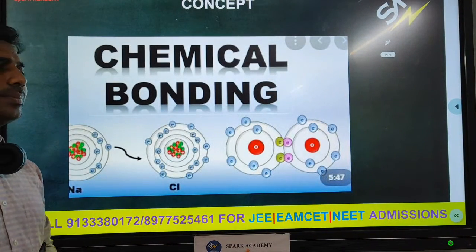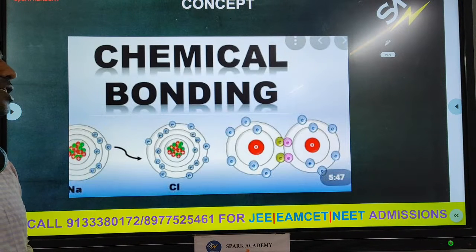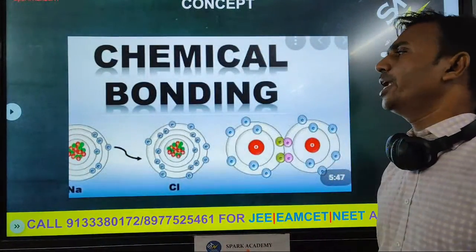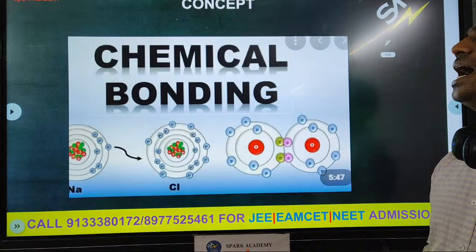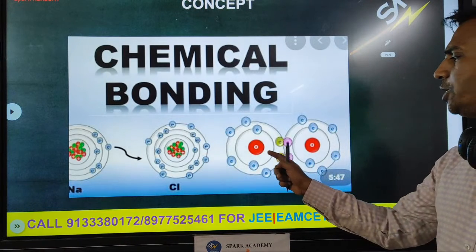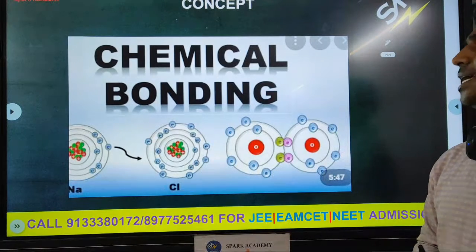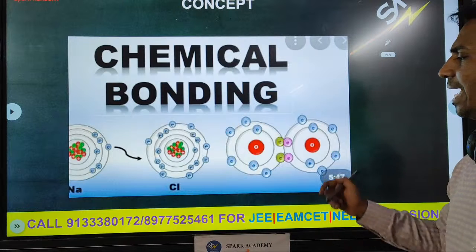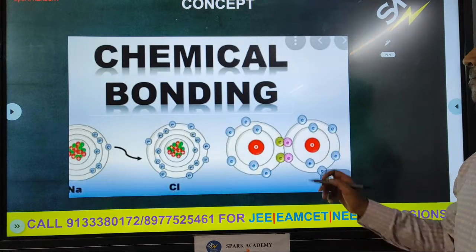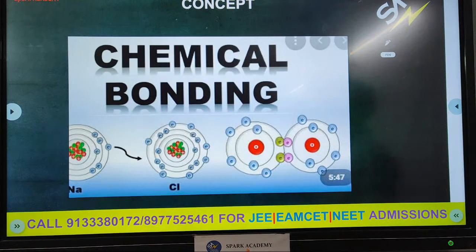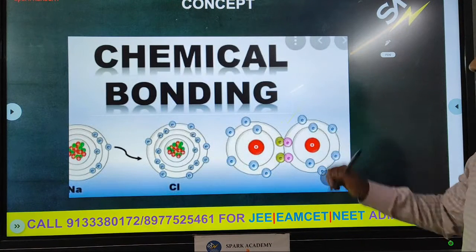Now, what is our topic's main lesson? Chemical bonding. We already learned the chemical bonding definition: the attraction force which holds constituent atoms together. Here, how many constituents are there? Two. They are together. How? Between them, one attraction force is there. Such an attraction force is called chemical bonding.